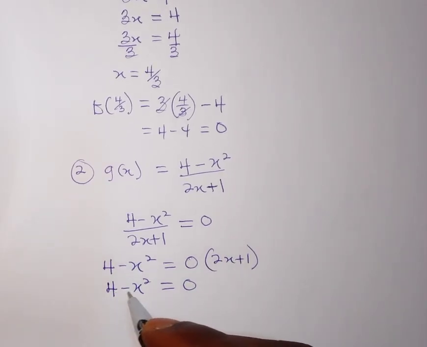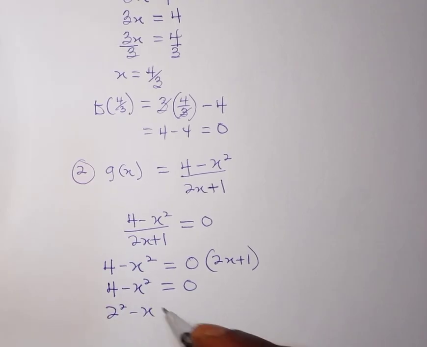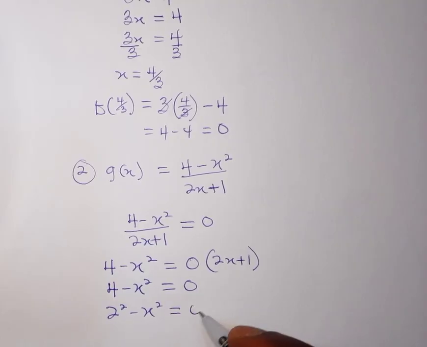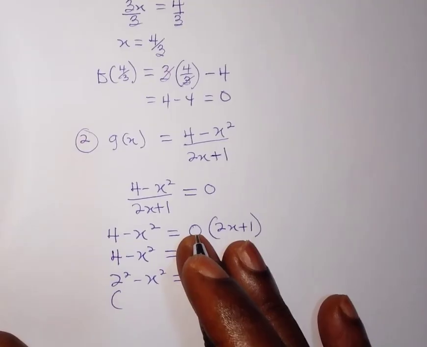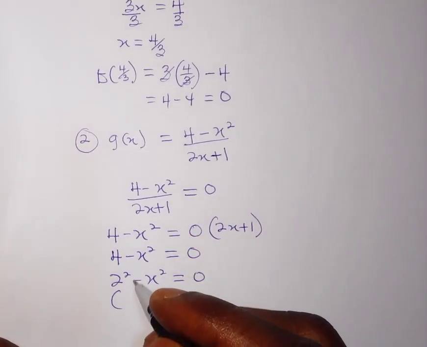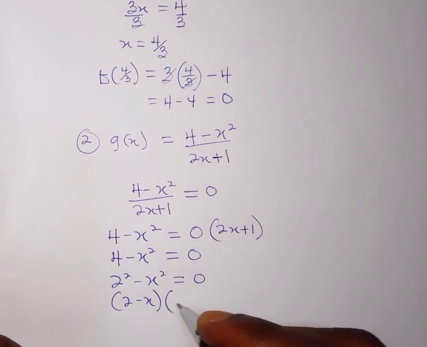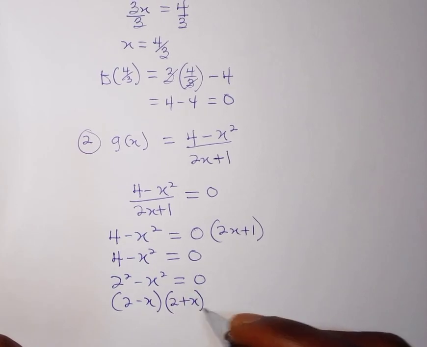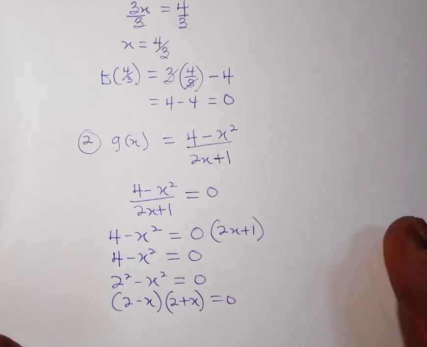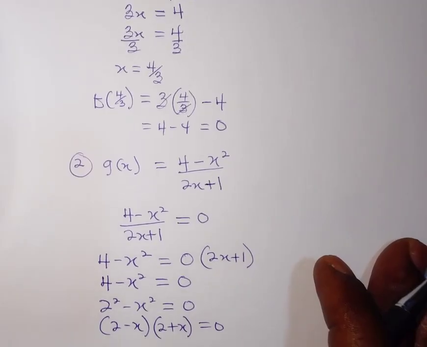Now, once we have this, we can rewrite it as 2 squared minus x squared so that I can use difference of two squares. Then I have 2 minus x or 2 plus x, which is equal to 0. Okay, so I'm going to continue from here.